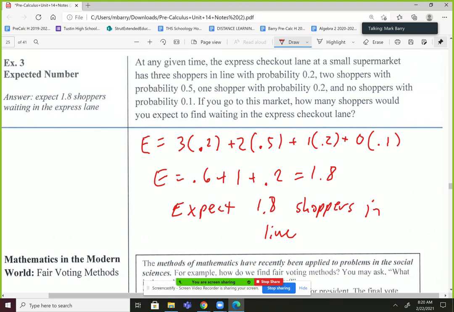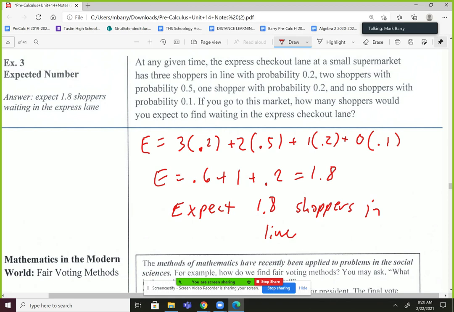And then people will get all frustrated and say, how do you have 0.8 of a person? How do you have 1.8 of a person? And so obviously we're never going to have a time at the store where we actually have 1.8 shoppers because it's not possible to have 0.8 of a person. But we're saying on average, if I went there, I can kind of expect 1.8.